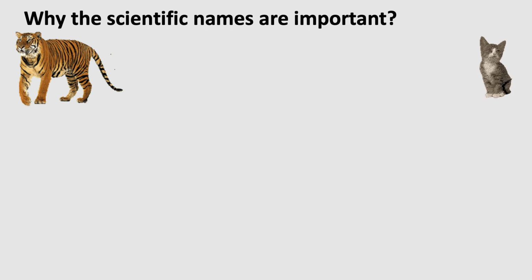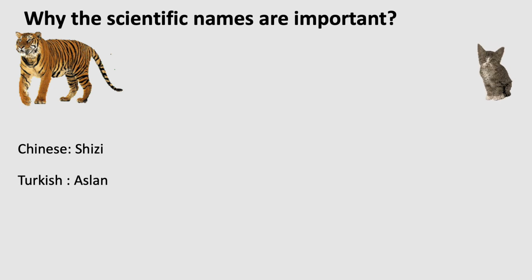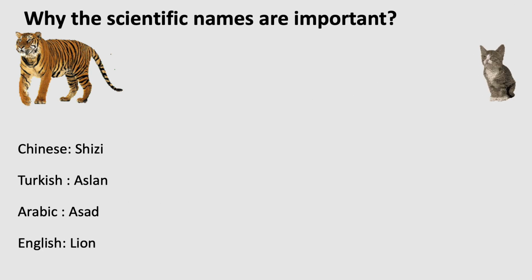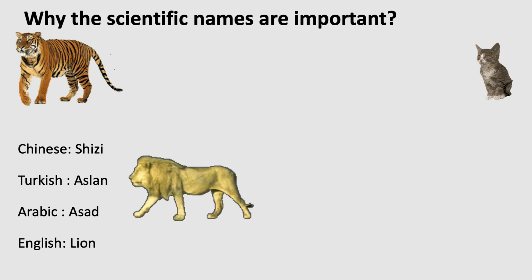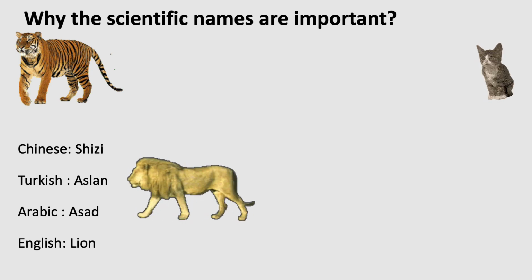This animal in Chinese is called shitzi. In Turkish, it is called aslan. The Arabic name of this animal is asad. And the last clue, in English, we call it a lion. And I think at this point, many of you can easily guess which animal I am talking about. You know why? Because you all know and understand English.